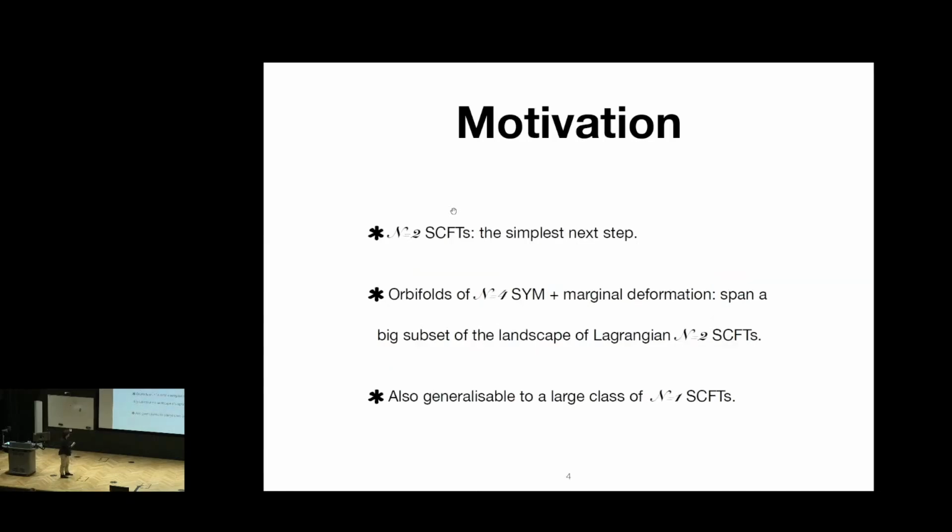So the first simplest step after N equal to 4 is to study N equal to 2 super CFTs. And the best way to do it, in my view, is to begin by orbifolding N equal to 4 super Yang-Mills, because what you get is integrable theories, and then perform marginal deformation. And by doing that, in fact, what is happening is that you are capturing a very big subset of the landscape of N equal to 2 theories. And this construction is also fantastic because it generalizes to N equal to 1 theories.